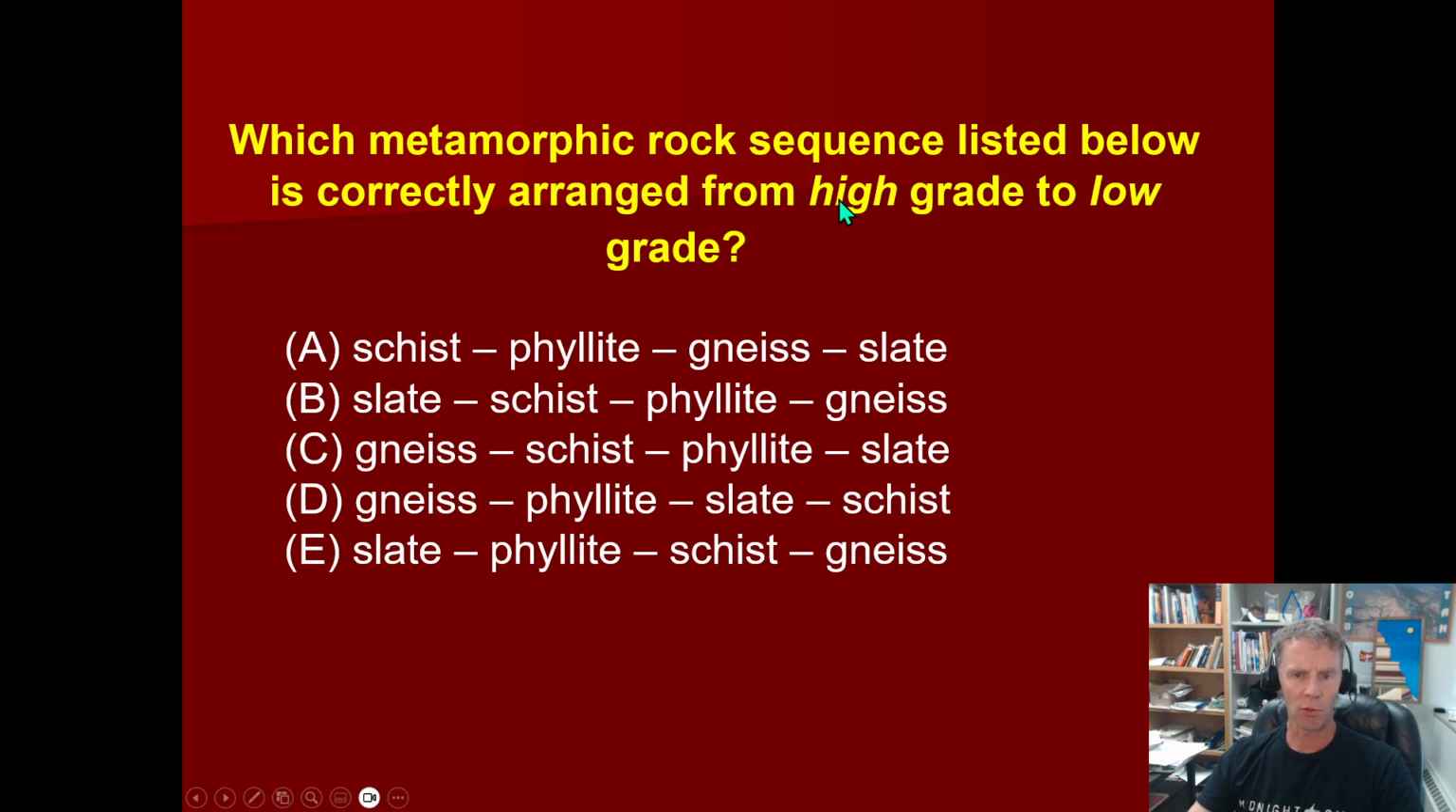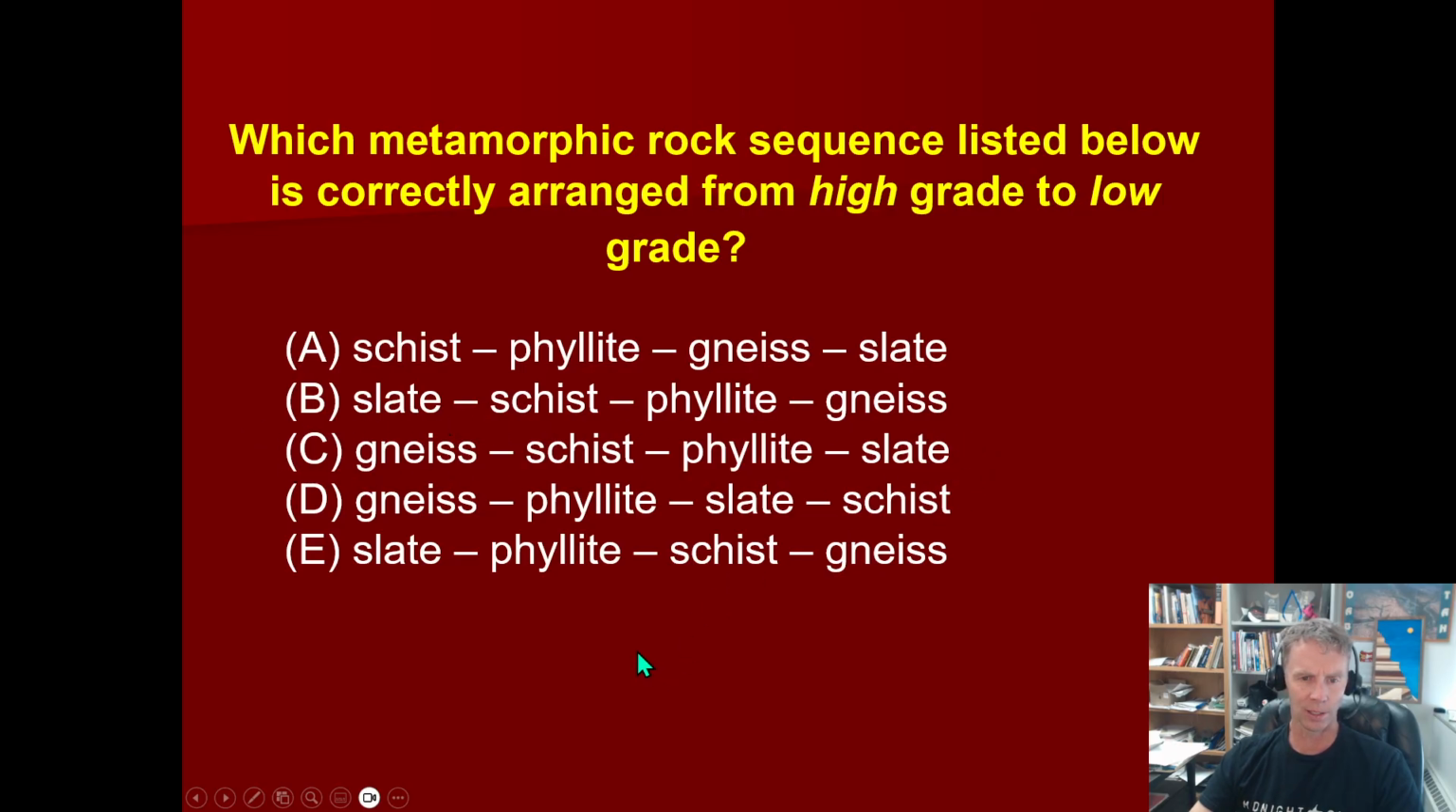Okay, so we want to go from high grade to low grade, and we have 4 rocks that we've just learned. These are 4 foliated rocks. Well, our high grade rock, if you remember, the rock that forms at very high temperatures and pressures is gneiss. So that's going to make it either C or D. And as we move down to lower temperatures and pressures, the next one is schist, then phyllite, then slate. So C was the best answer there.